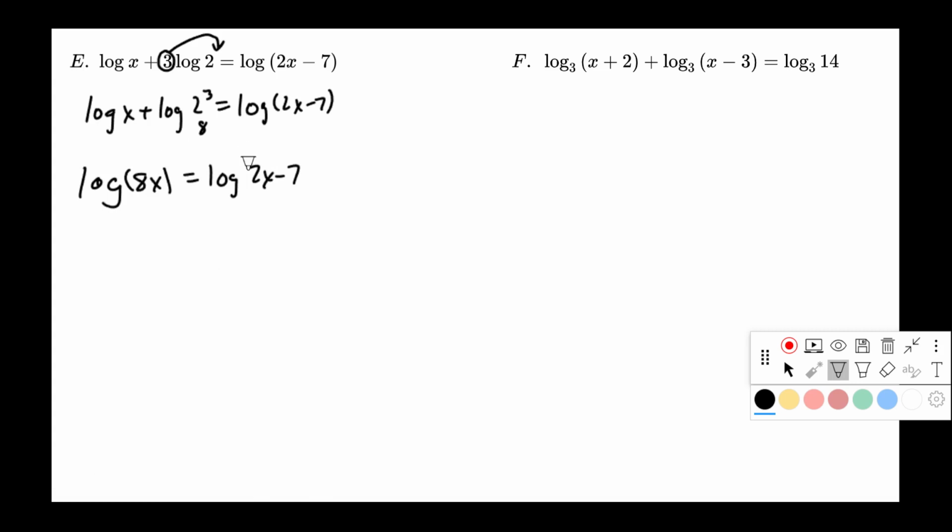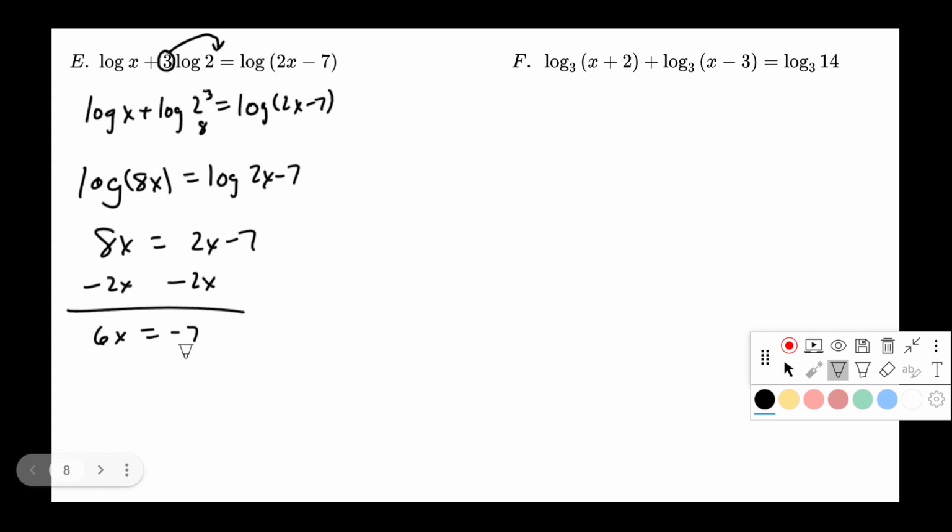So now I have a log on the left, a log on the right, just one of each. So the arguments must be equal. 8x must equal 2x minus 7. I'm going to subtract 2x on both sides. Here's 6x equals negative 7 and divide by 6. x equals negative 7 over 6. All right, I got to check that. If I put negative 7 over 6 in the first log, it's just x. Whoa, that's the log of a negative 7 over 6. That's no good.